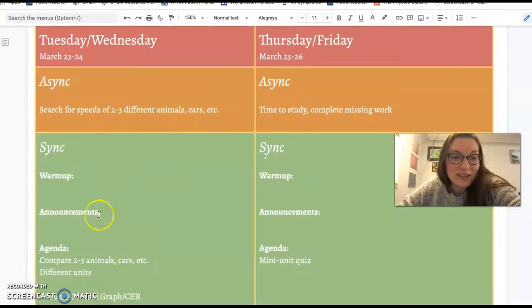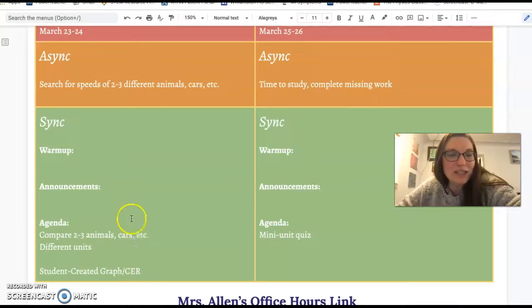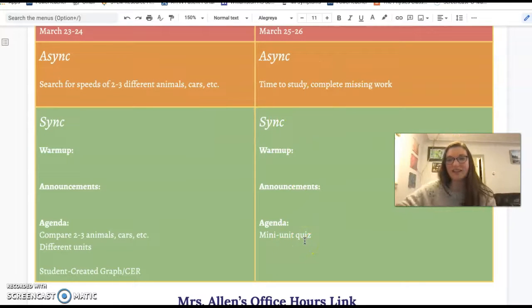Then Tuesday, Wednesday of the next week, we're going to do a student-created graph and claim evidence reasoning using some data that we give you. You're going to have to do some conversions with that and create a graph about the speeds of different animals. Then we'll have a little bit of time to study, and we'll take a mini unit quiz. That'll finish up the unit on converting units.